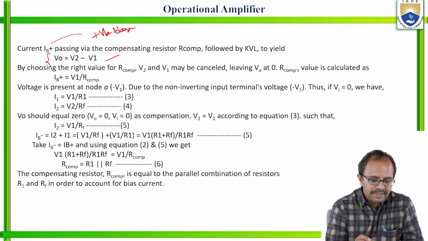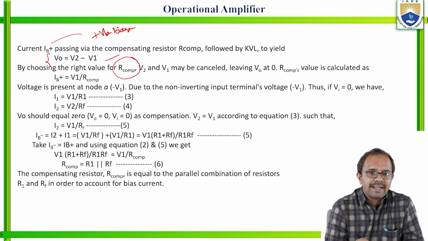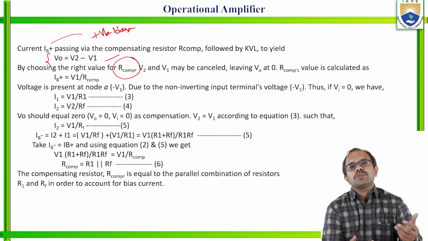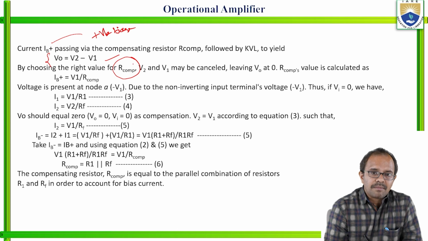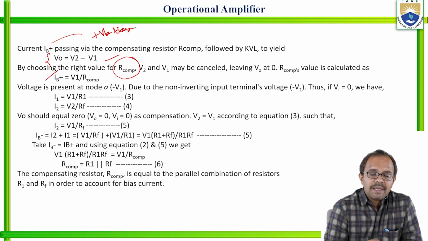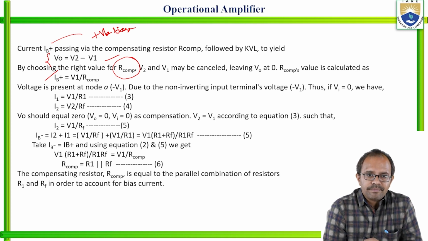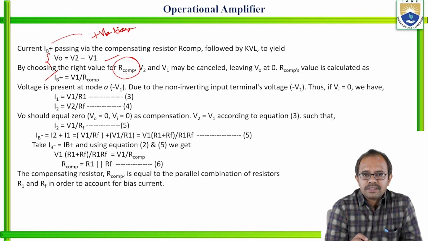So one can determine the expression for R comp. It is a designed value. The compensating resistance is a designed value. It purely depends on the amount of output which we are expecting, right? Also, this compensating resistance will affect the biasing current IB plus at the non-inverting input terminal. Do remember, the compensating resistance is connected at the non-inverting terminal.